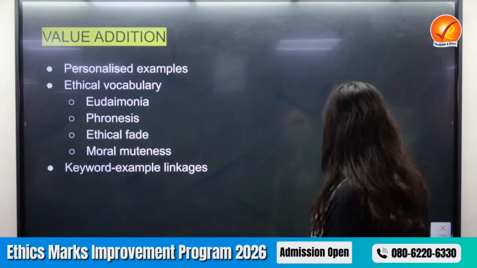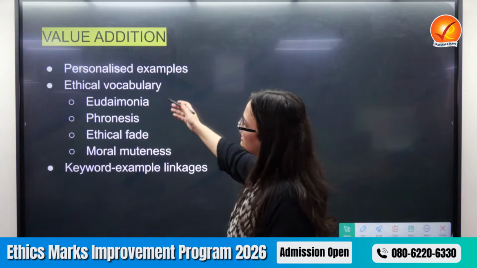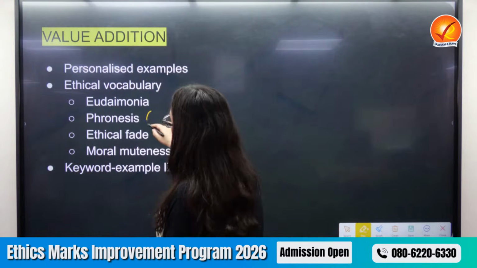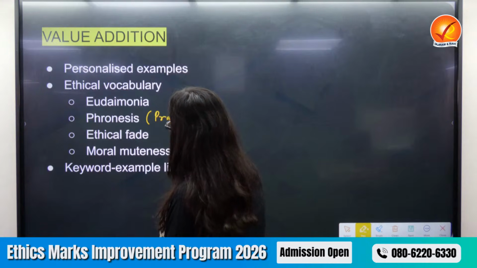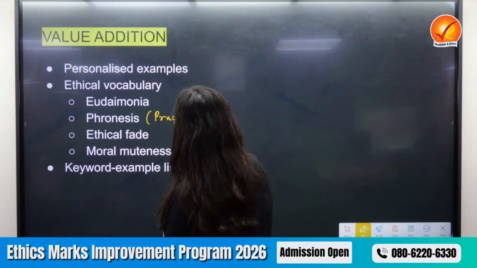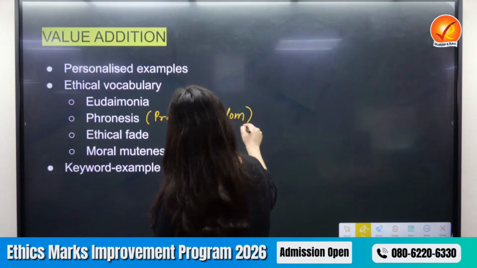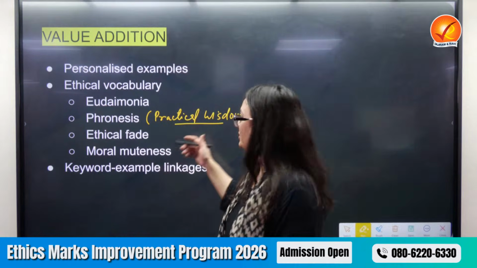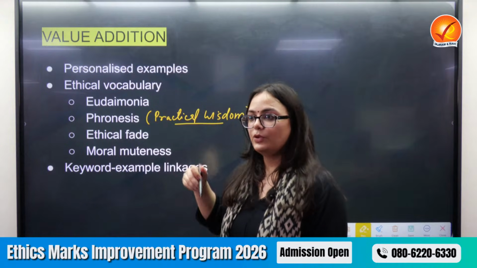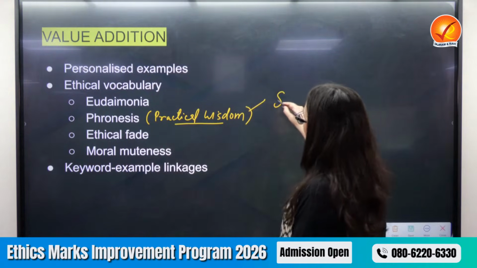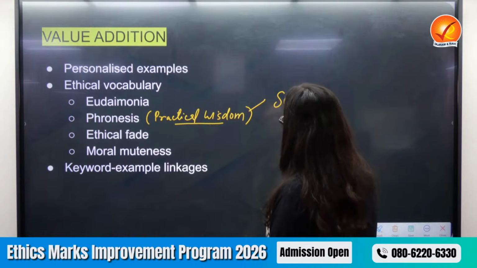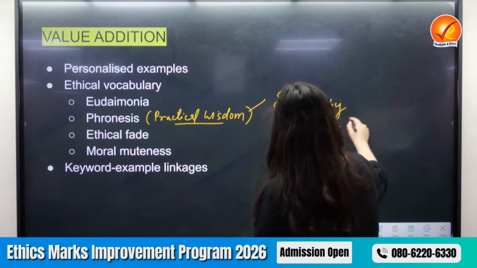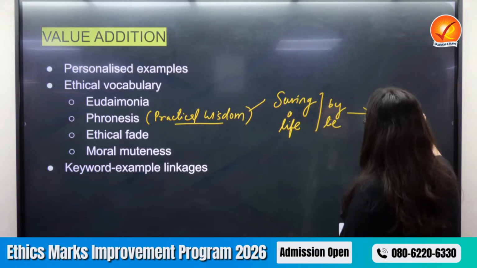Then development of certain ethical vocabularies. For example, eudaimonia, phronesis. Phronesis is nothing but practical wisdom. What is practical wisdom? Knowing when to act as per which virtue. Okay? When you're in a practical situation, should you be saving somebody's life by lying, or should you in that case as well speak the truth?